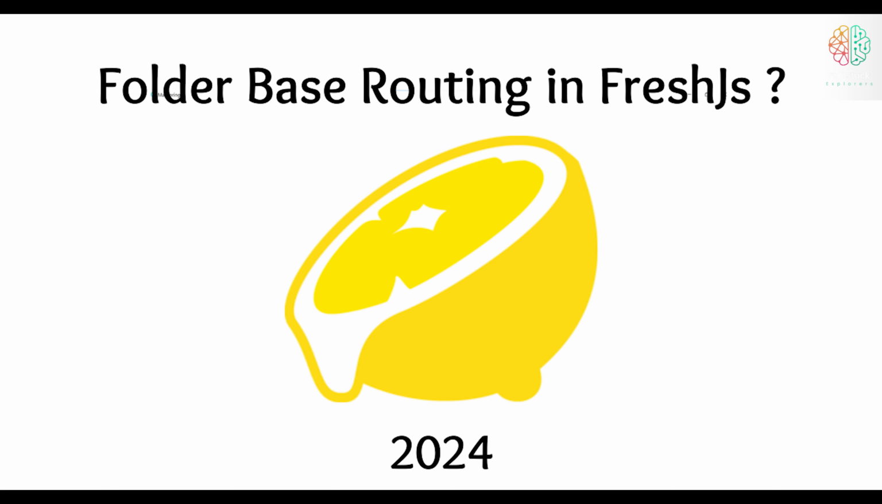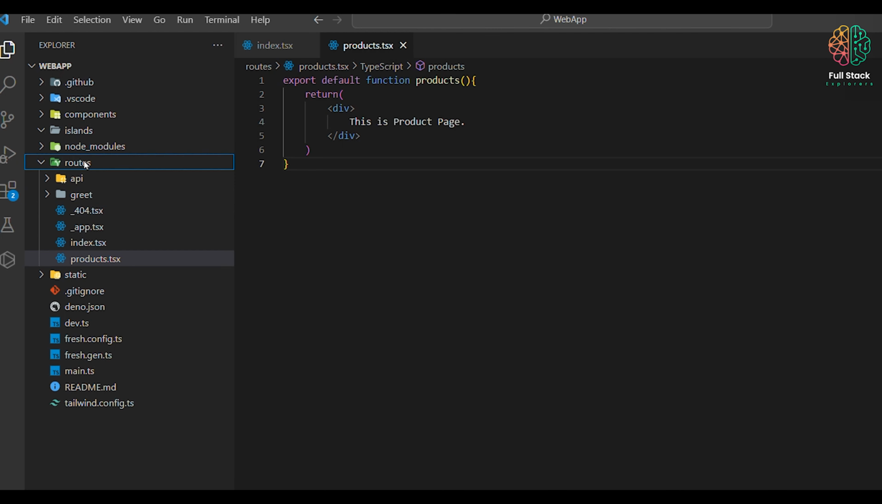How does folder-based routing work? Folder-based routing in Fresh.js involves creating folders within the routes folder, where each folder represents a specific route of the application. Inside each route folder, there should be an index.tsx file that represents the content of that route. To create a new route using folder-based routing, right-click on the routes folder and select New Folder.